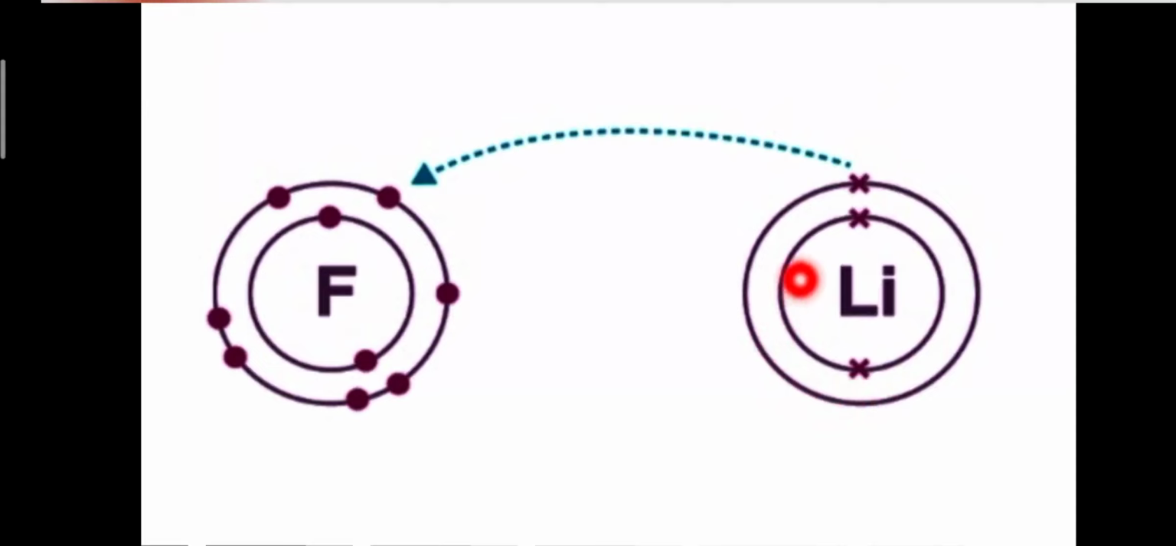After losing this electron, it is gained by the fluorine atom. After gaining this electron, fluorine contains 8 electrons in its outermost shell and forms F negative, while Li positive is formed after losing this electron. Li changes into lithium ion, which contains 2 electrons. It is more stable because its outermost shell becomes K2.